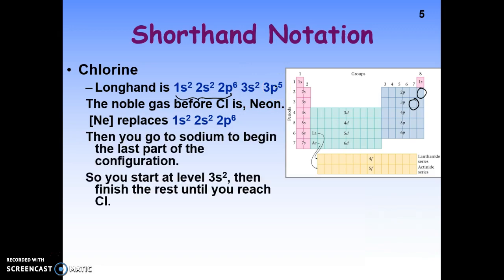So we get Ne, 3s2, 3p5. So we replace the 1s2, 2s2, 2p6 with Ne. Then we go down here to reach sodium. We go 3s2, and then 3p, 1, 2, 3, 4, 5. And that's where we get chlorine.